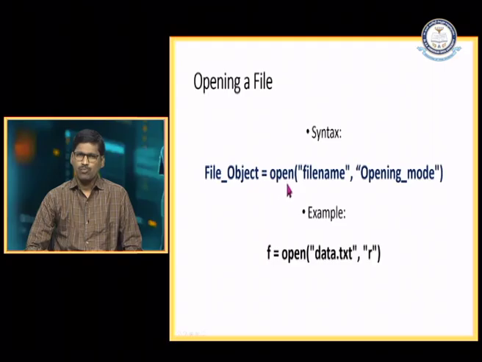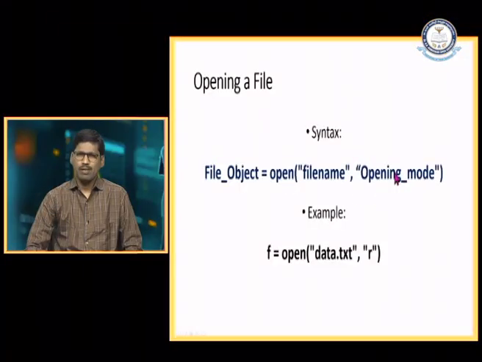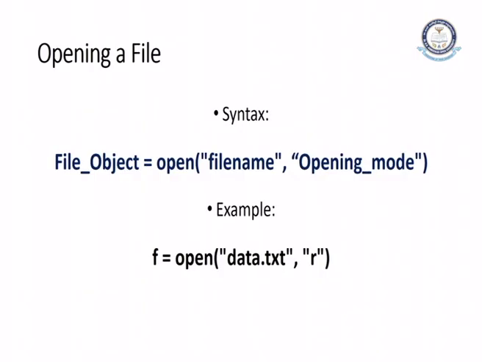Open is a predefined function that is used to open a file. This predefined function has two parameters. The first parameter is used to indicate the file name, with which file you want to work. You need to write that file name within double quotation marks, because the file name is treated as a string data type. You must write it within double quotes; single quotes are also valid. Then a comma, then the opening mode.